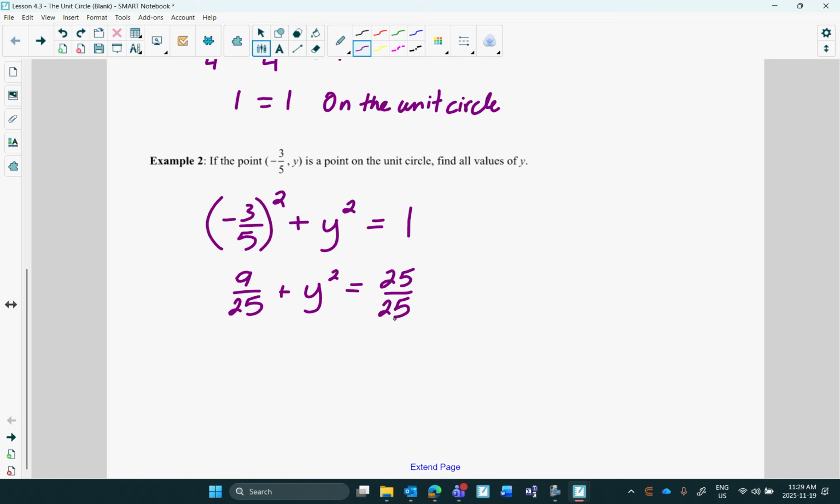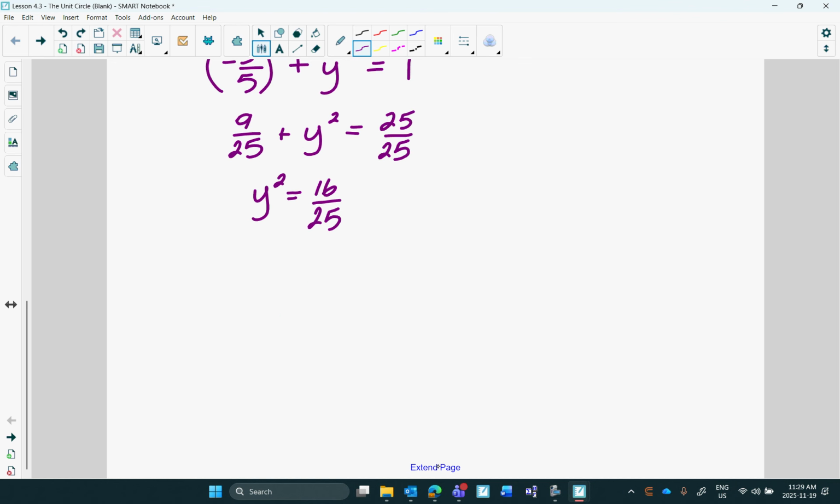So to get y squared by itself, take away 9 over 25 from both sides, and I get y squared is equal to 16 over 25. Who's going to get this right? Plus minus square root. Nice. y equals plus minus the square root, which equals positive or negative 4 over 5.